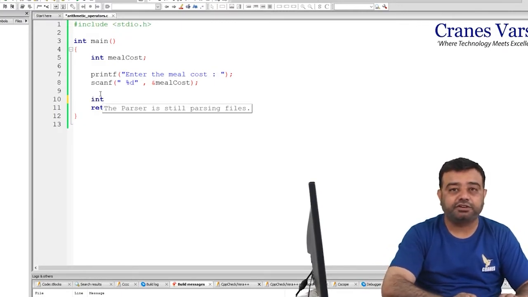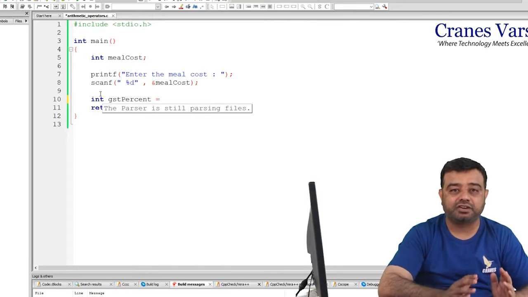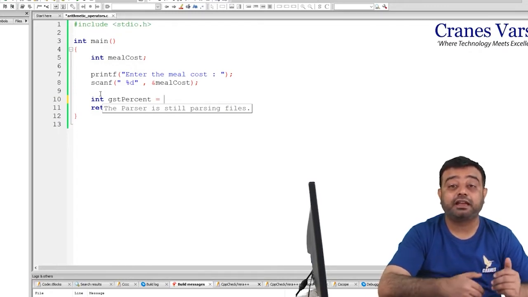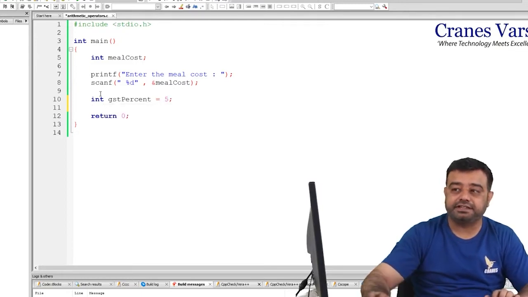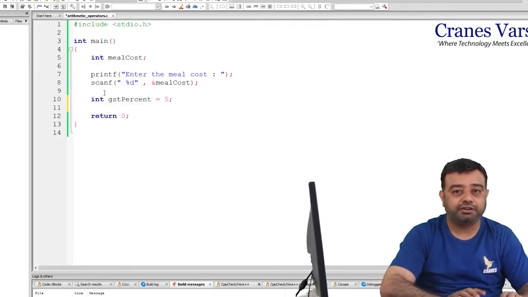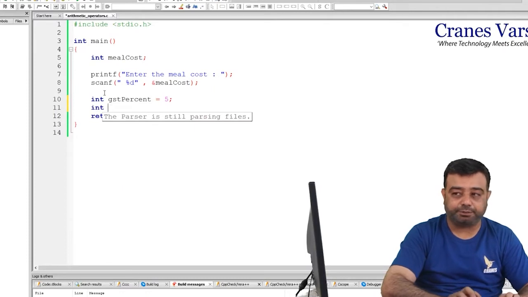For that, first I need to know the GST percentage. Now, GST percent I would like to hard code here rather than asking from the user, because it does not change with every bill. The GST percentage remains the same, but the GST amount will be calculated based on the meal cost. Let us take 5% as an example. Now I need to calculate the GST amount.